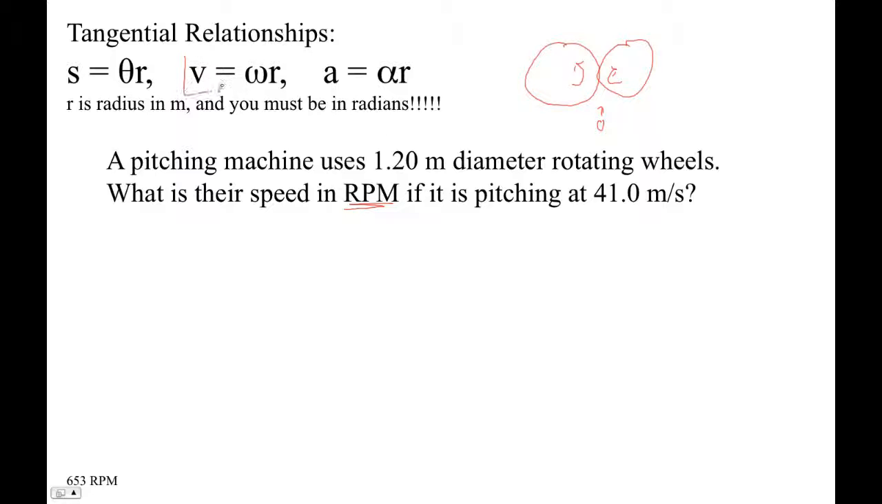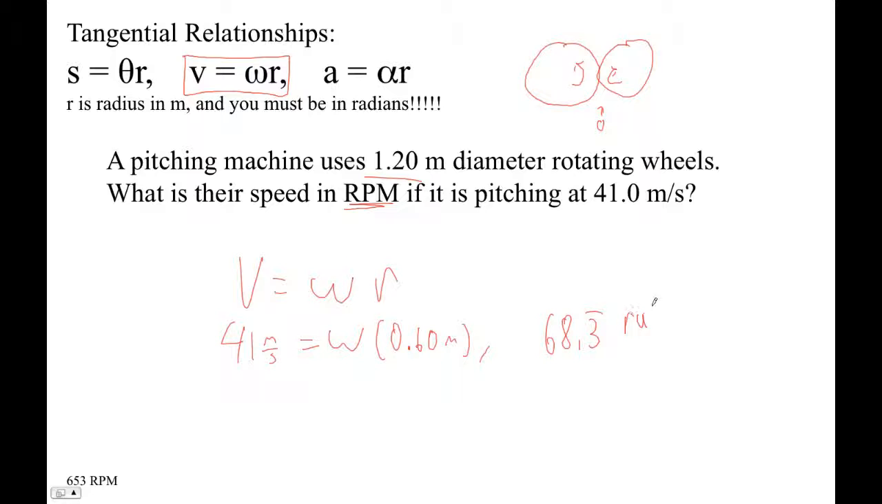So what we're going to do is use this equation and solve for omega. So let's do that. V is omega r, right? So the linear velocity is 41 meters per second. And then that's going to be omega times, and this is the diameter, right? So our radius is half that, 0.60 meters, right? So let's figure this out. 41 divided by 0.6 is 68.3 repeating. And that's radians per second.